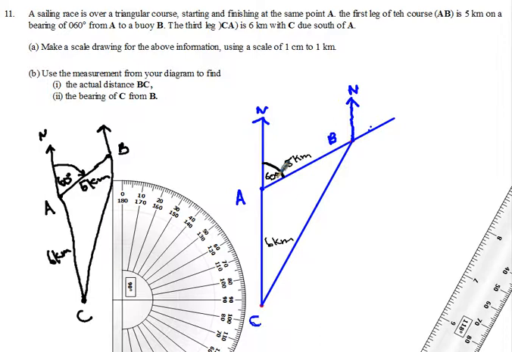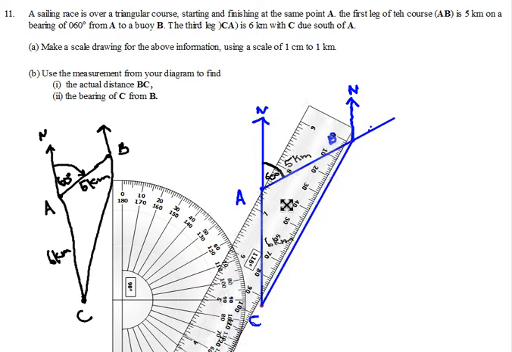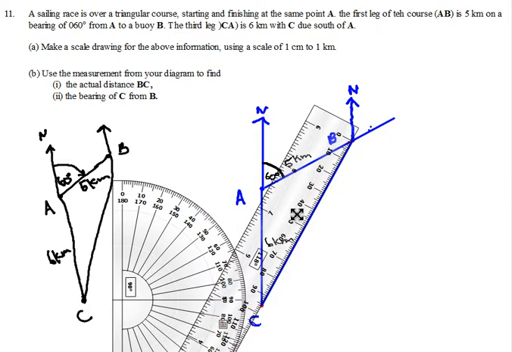And then part B says, use a measurement from your diagram to find the actual distance BC. Well, if we're using the diagram, all we need to do is measure it to find out how many centimeters. So that's BC right there. Now BC looks like 9.5 centimeters, right? And by the way, this was part A. Let me answer part B right here.